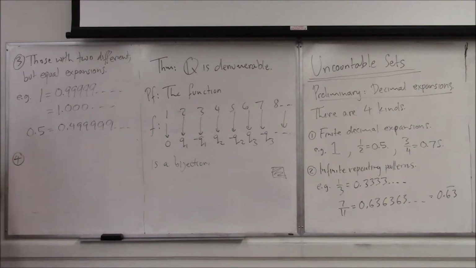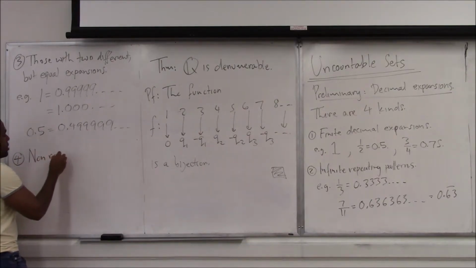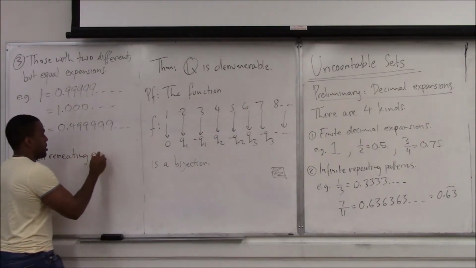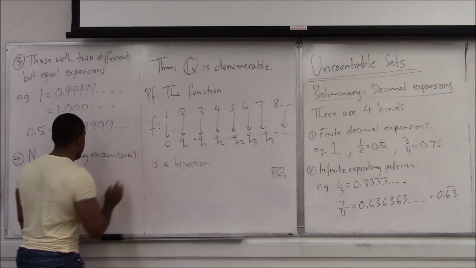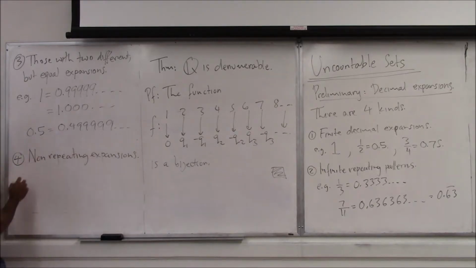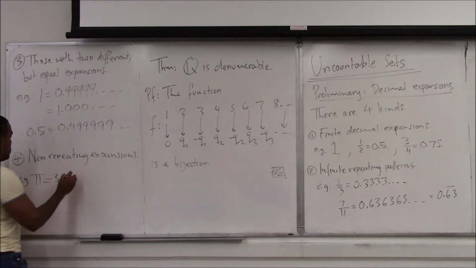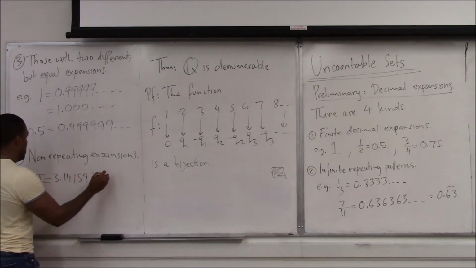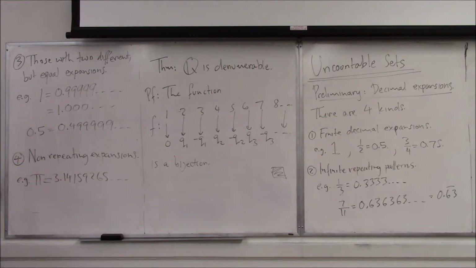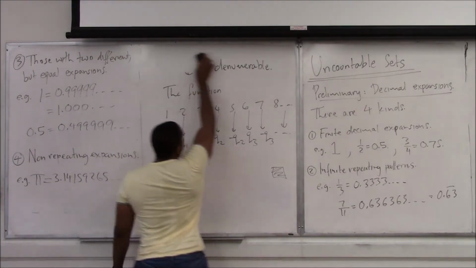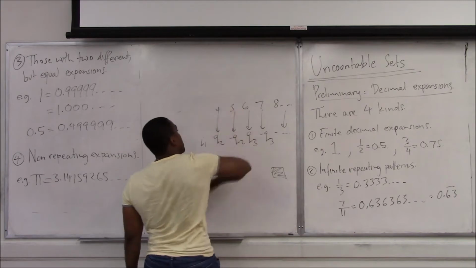Here's the fourth kind, the non-repeating. So example, pi. That's an infinitely non-repeating decimal. It does not have a pattern. It is not finite, and there's no pattern at any point that actually repeats. So those are all the possible decimal expansions.